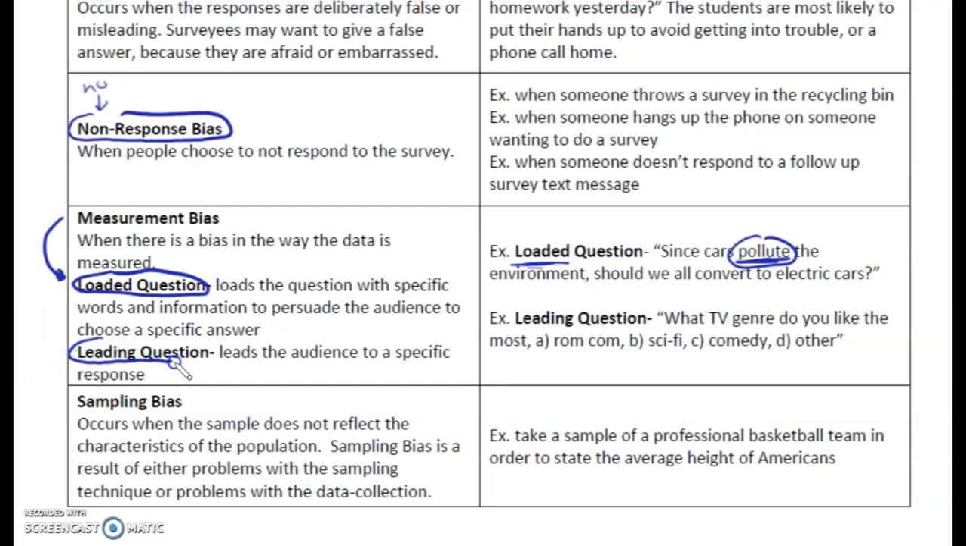Now, a leading question leads the audience to a specific answer. The most common example of this is multiple choice. What TV genre do you like the most? A, rom-com, B, sci-fi, C, comedy, D, other. What ends up happening here is people are lazy. People are most likely going to say A, B, or C, right? They're not going to think for themselves. They're going to likely answer with one of the answers that are presented.